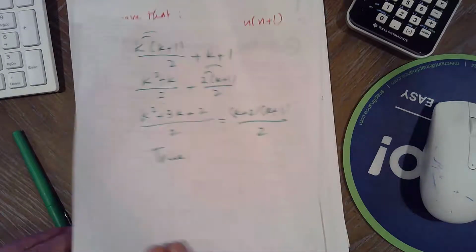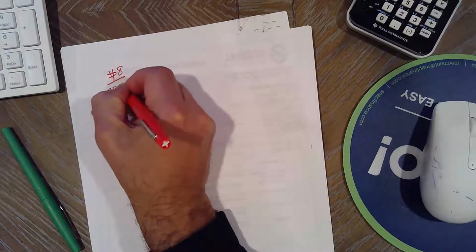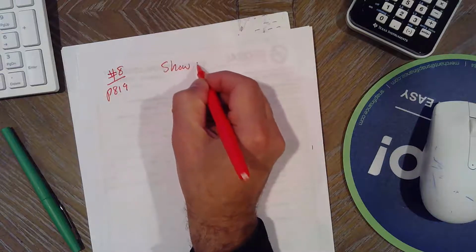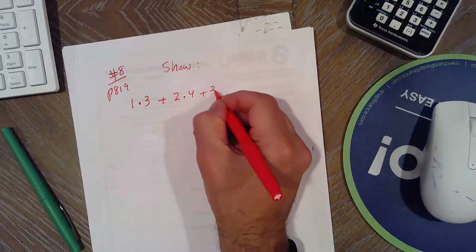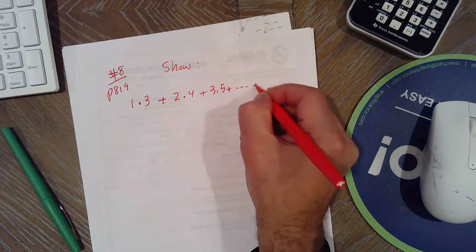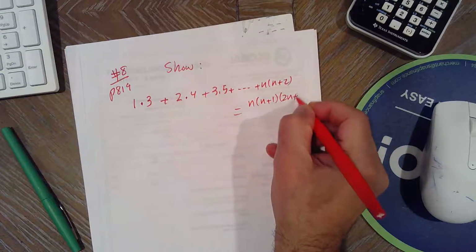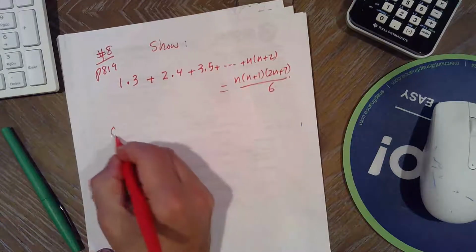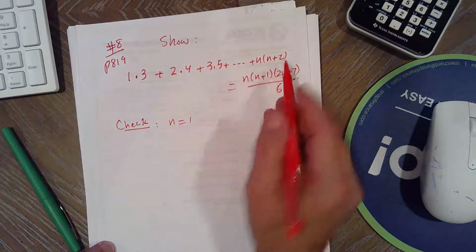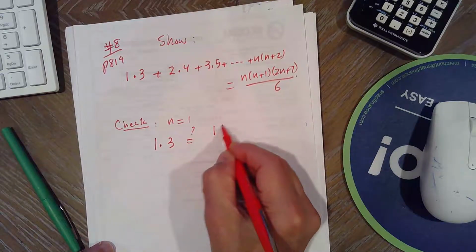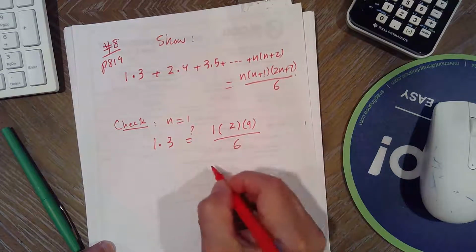All right, we can prove another one, and that's it. Number 8, page 819. Show using mathematical induction that 1 times 3 plus 2 times 4 plus 3 times 5 plus n times n plus 2 equals n times n plus 1 times 2n plus 7 over 6. So first we check for n equals 1. If n is 1, then it's 1 times 3. Does that equal 1 times 2 times 9 over 6? That's 18 over 6, 3 equals 3.